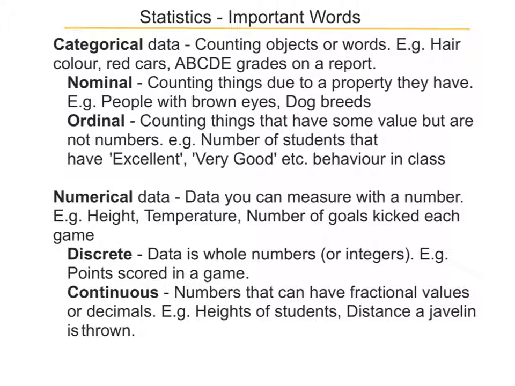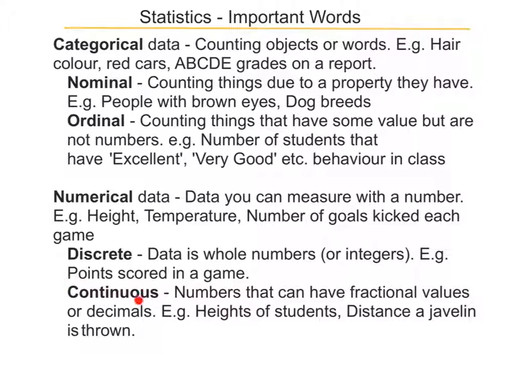Discrete. Discrete data is in whole numbers or integers, and there's no in-between values. For example, points scored in a game. If I'm playing basketball, I can't get 3.5 points or 3 3/4 points. I can only get 3, 2, whole numbers.